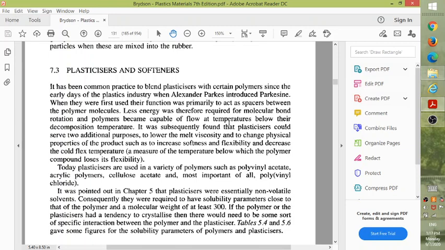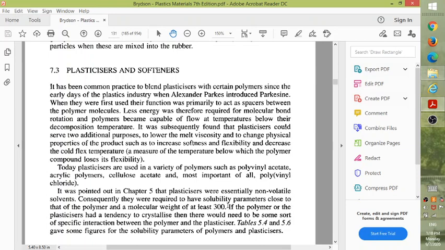So let's switch to studies, additives for plastics. Number one, plasticizers and softeners. We have already seen cross-linking agents, blowing agents, and colorants. This is the fourth topic, plasticizers and softeners.